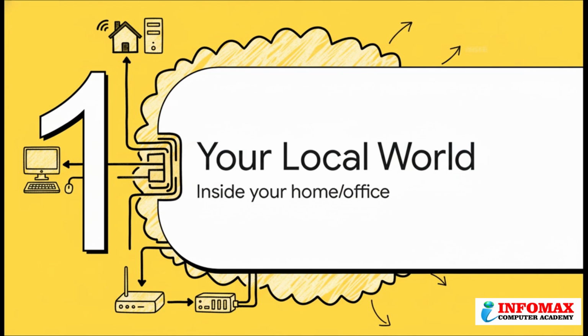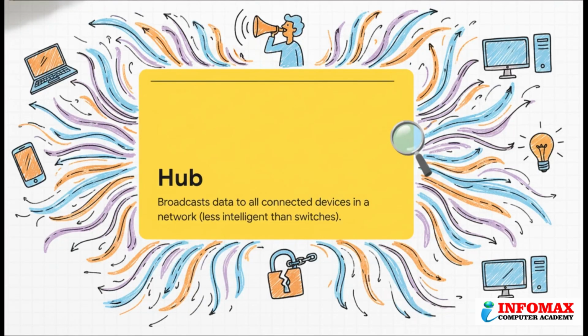This is your home turf, the private little world of your house or your office. And there are a few key players here that manage all the local traffic before anything ever touches the outside world. So, first up, let's talk about some older tech called a hub. The best way to think of a hub is like an old-timey town crier. When it gets a message, it has no idea who it's for, so it just stands in the middle of the town square, your network, and shouts that message out to every single device connected to it. As you can probably guess, it's simple, but it's not very smart, or private for that matter.